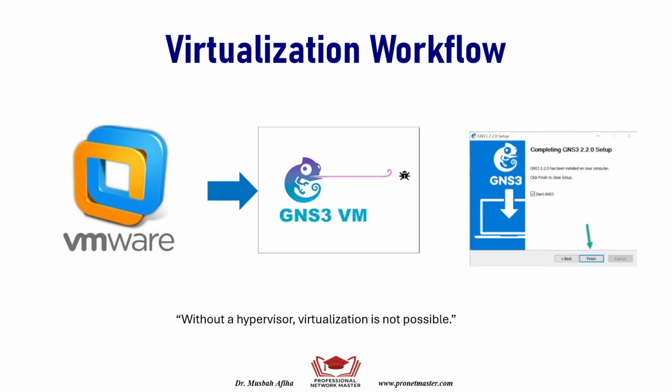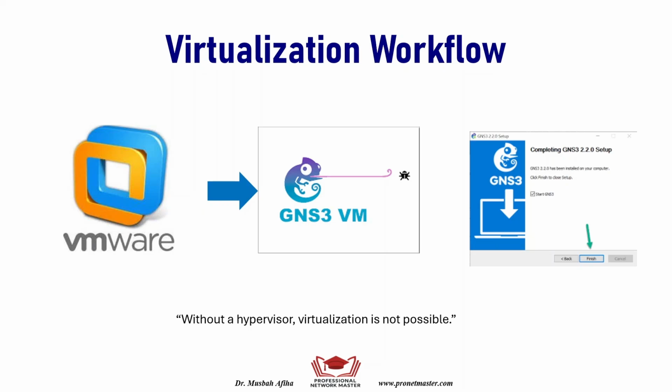Now let's understand the relationship between virtualization and hypervisors. A hypervisor is the software that allows us to run virtual machines on a physical computer. In our case, VMware acts as a hypervisor. Inside VMware, we run the GNS3 VM, which is optimized to handle network devices efficiently. Then we use GNS3 software to design and manage our network topology.